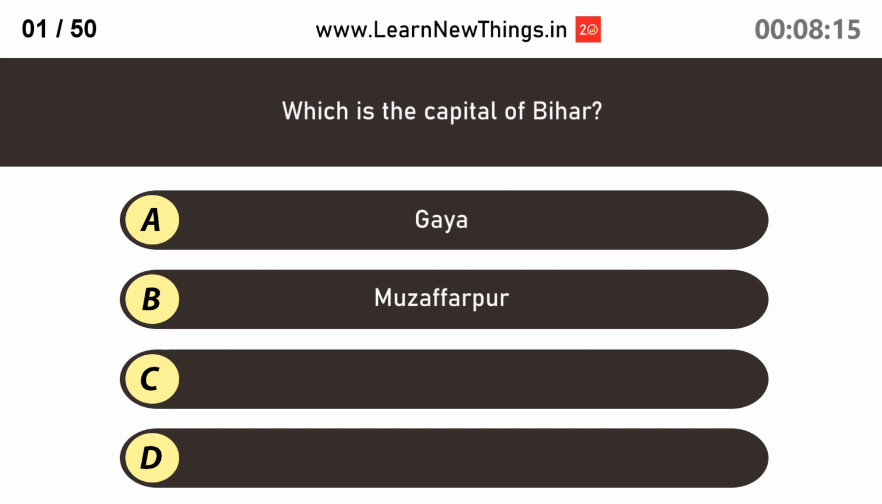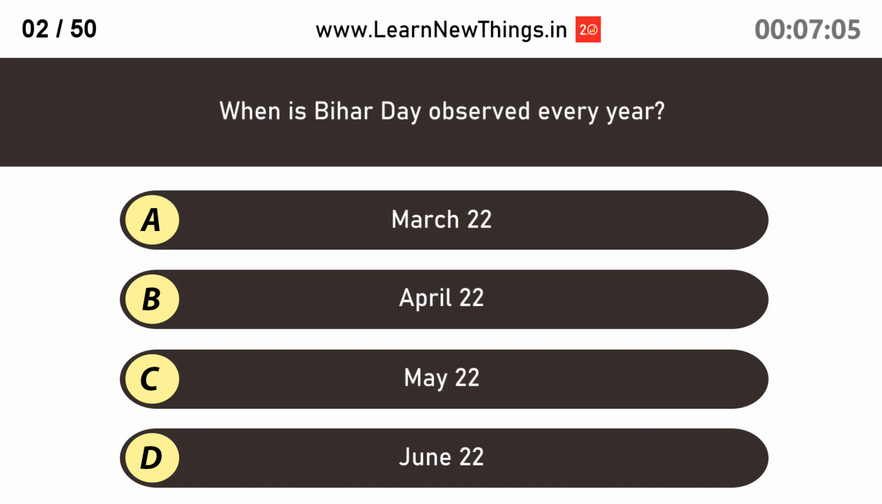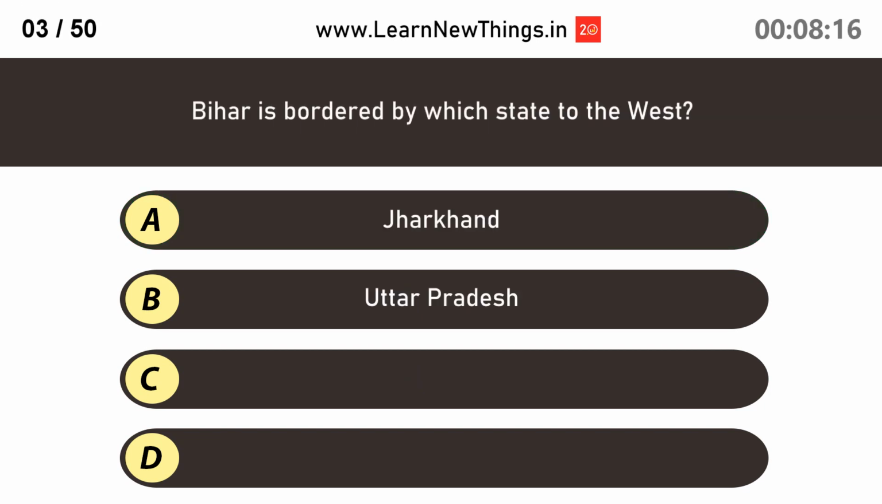Which is the capital of Bihar? Patna. When is Bihar Day observed every year? March 22. Bihar is bordered by which state to the west? Uttar Pradesh.